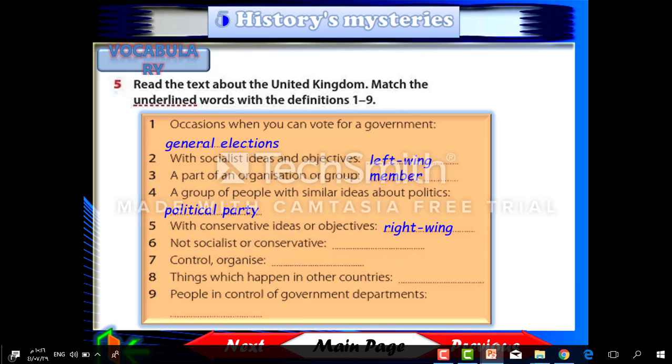With conservative ideas or objectives. Right wing. Not socialist or conservative, in the center. Control, organize, run. Things which happen in other countries, foreign affairs. People in control of government departments, ministers.